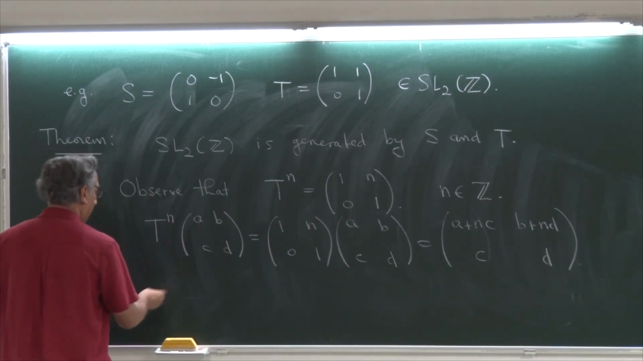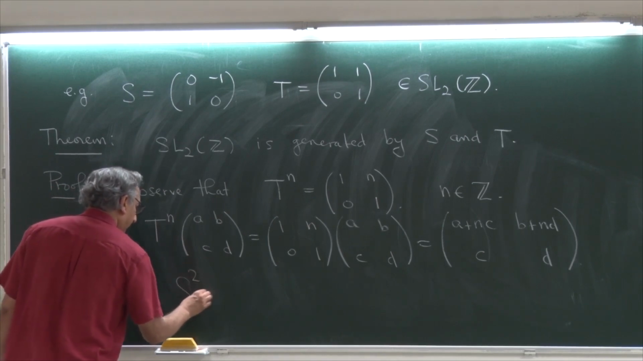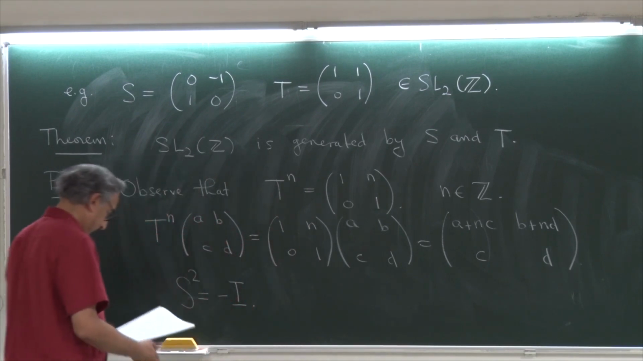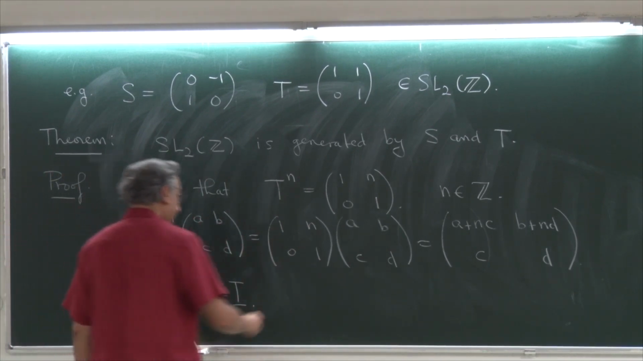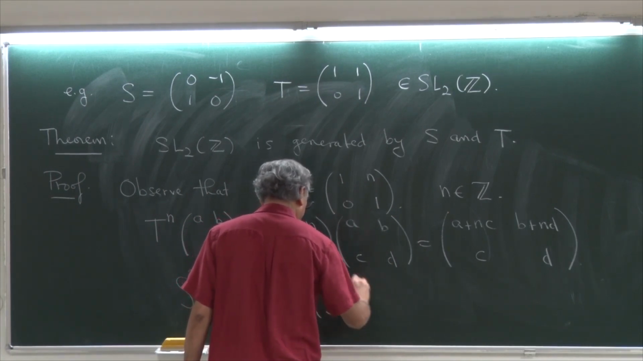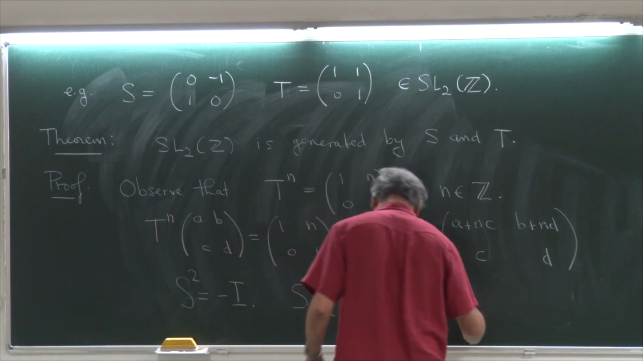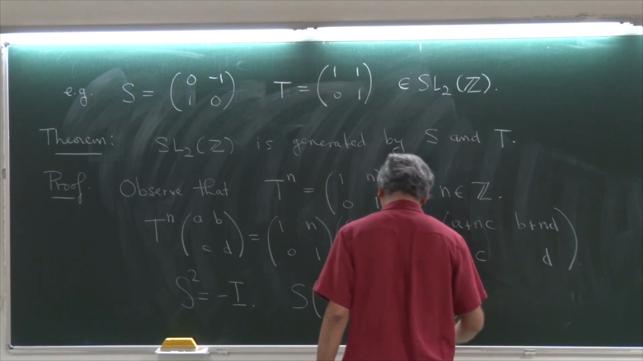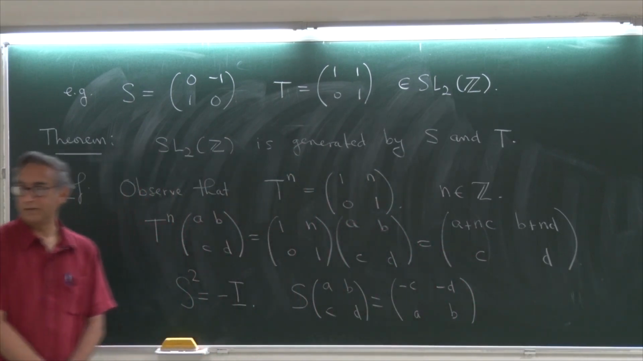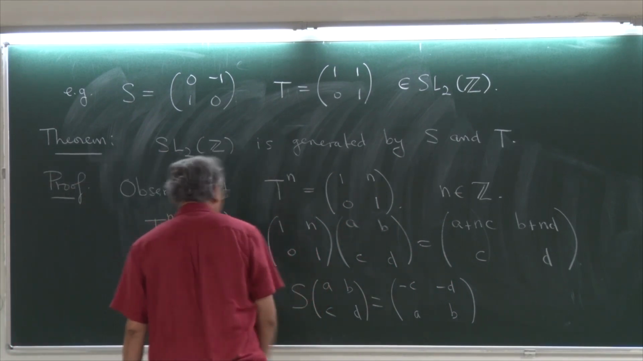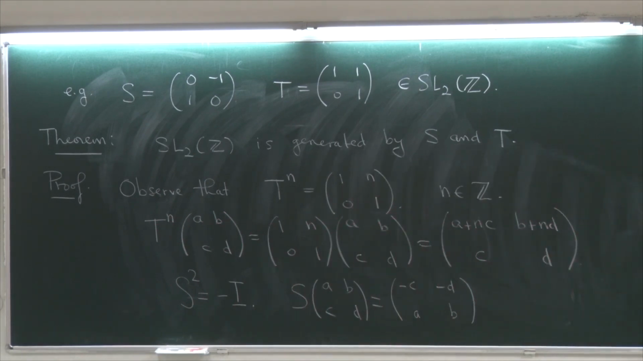So make these observations. S squared turns out to be minus the identity, and S multiplied with A, B, C, D is easily checked to be the matrix minus C, minus D, A, B. In other words, it just flips the rows and changes the sign of the first row. So with these observations in place, we can now proceed to the proof.